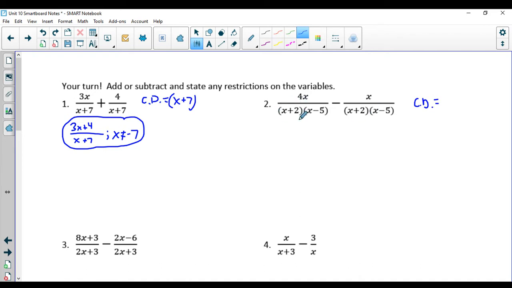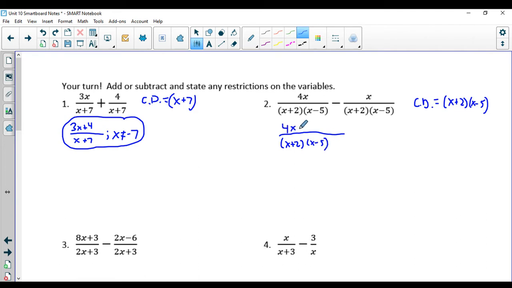So our first fraction has x plus 2 and x minus 5, so those have to be factors in our common denominator. The second fraction also has x plus 2 and x minus 5, which also is the same thing. So again, our denominators are already the same. So our common denominator is x plus 2 times x minus 5, so we don't have to multiply any missing fractions by any missing factors. So again, we're going to put our common denominator on the bottom.